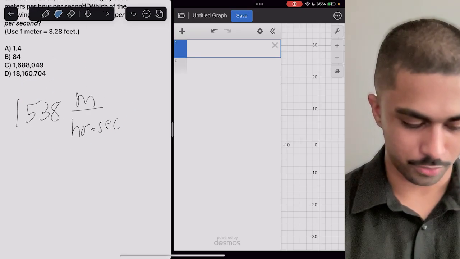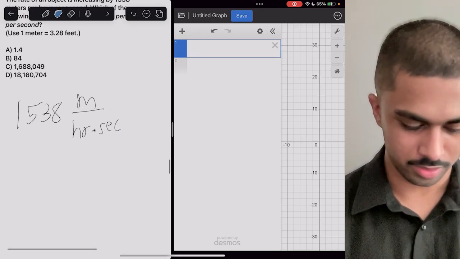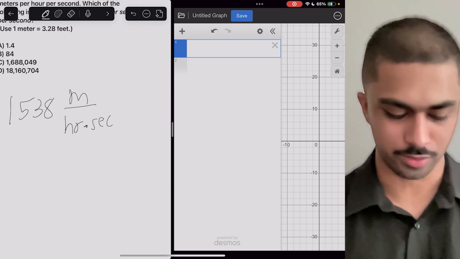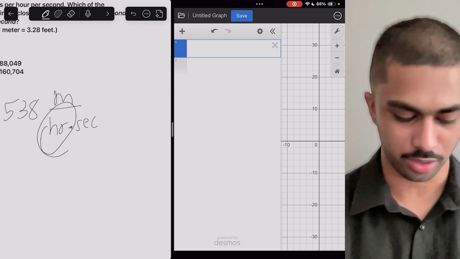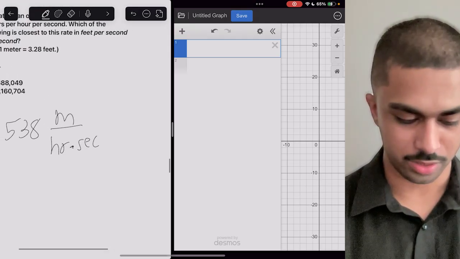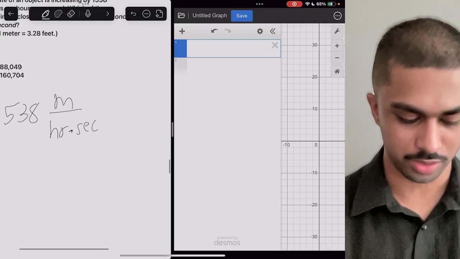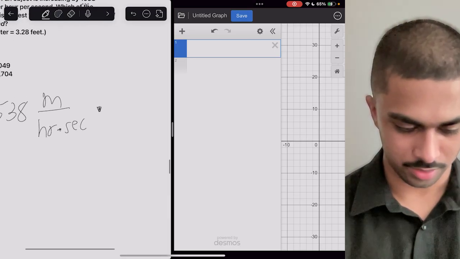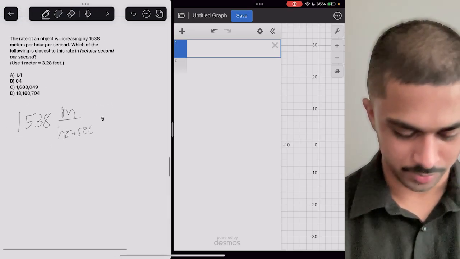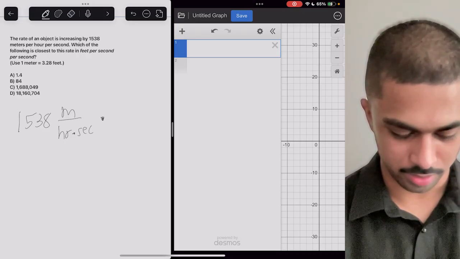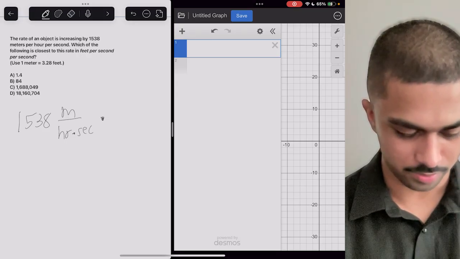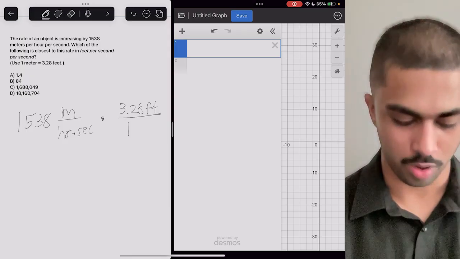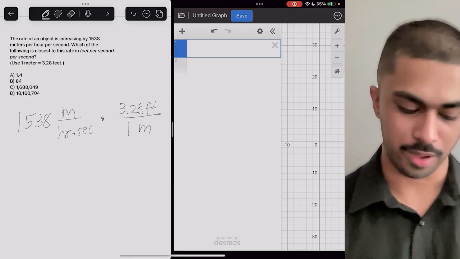The first thing we want to start converting is going from meters to feet, because that's going to be the easiest conversion. Then we'll deal with all this other stuff. So to convert from meters to feet, we want to multiply by 3.28 feet over 1 meter. Why did we do that?